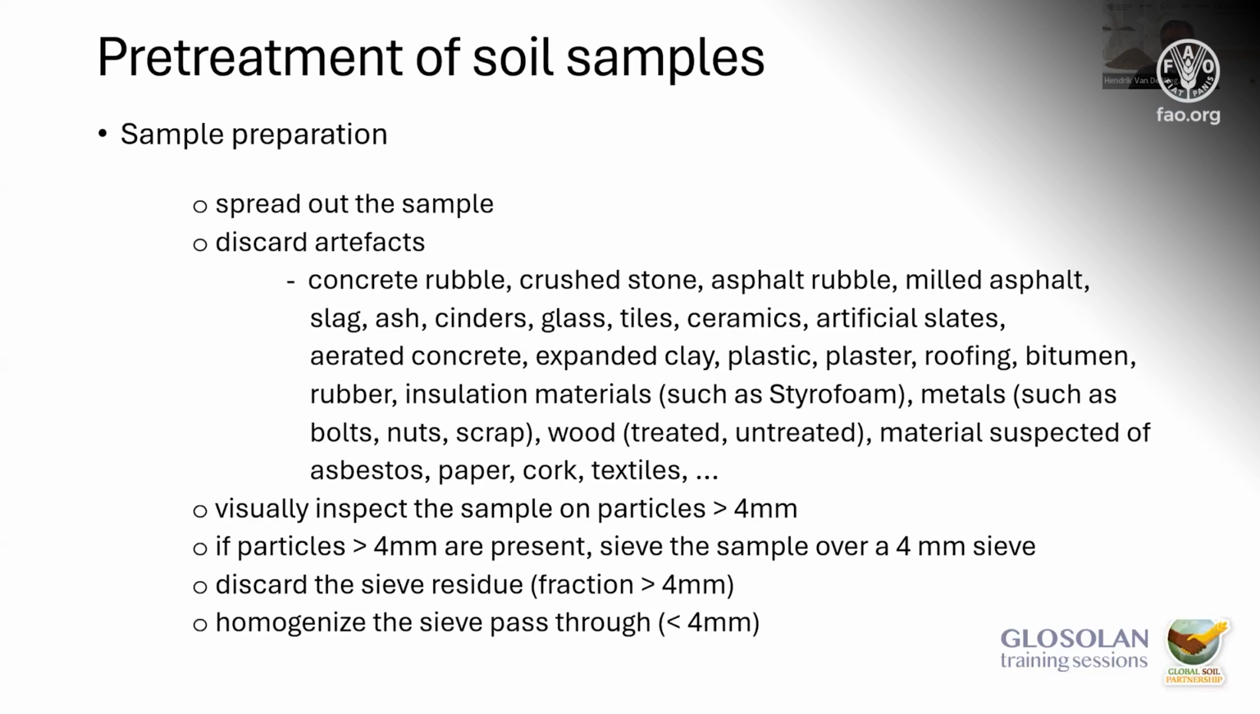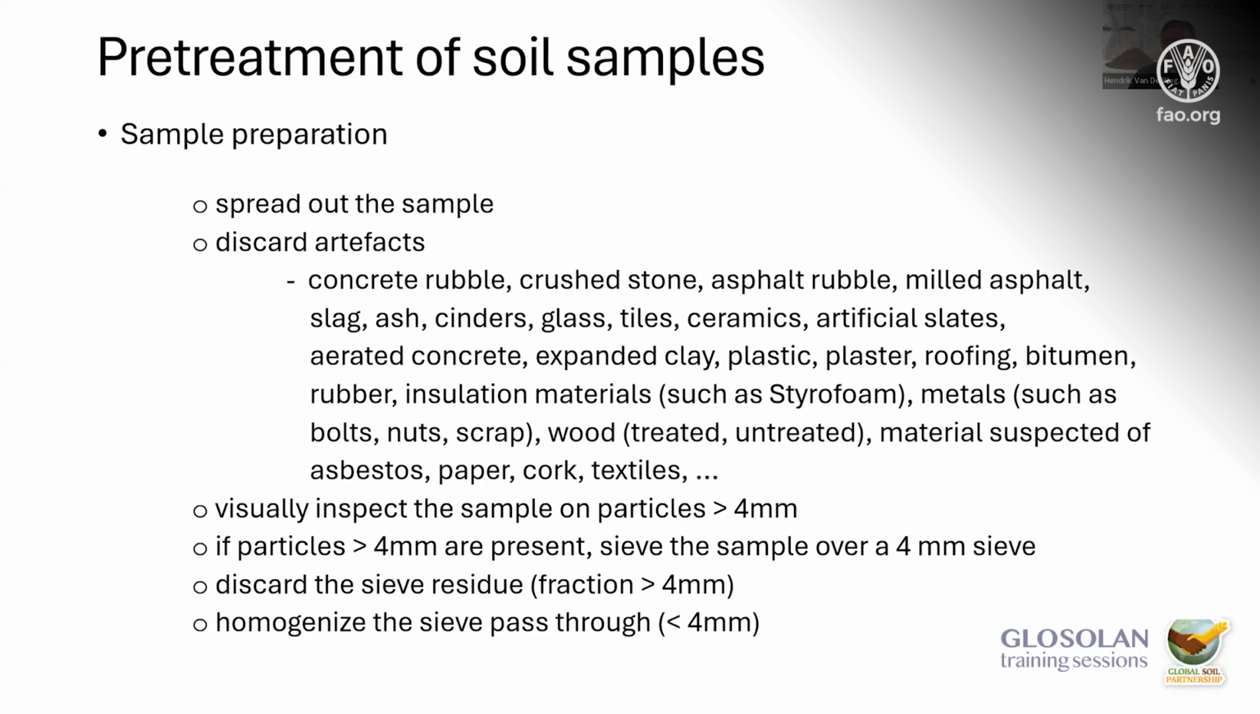You see tiles, ceramics, artificial slates, but also concrete, expanded clay, plastic, plaster, roofing, bits of rubber, insulation materials, and also metal pieces like bolts, nuts, and scraps, pieces of wood, treated or untreated, asbestos suspected material, paper, cord, textile. So everything that is not soil related, we remove it.